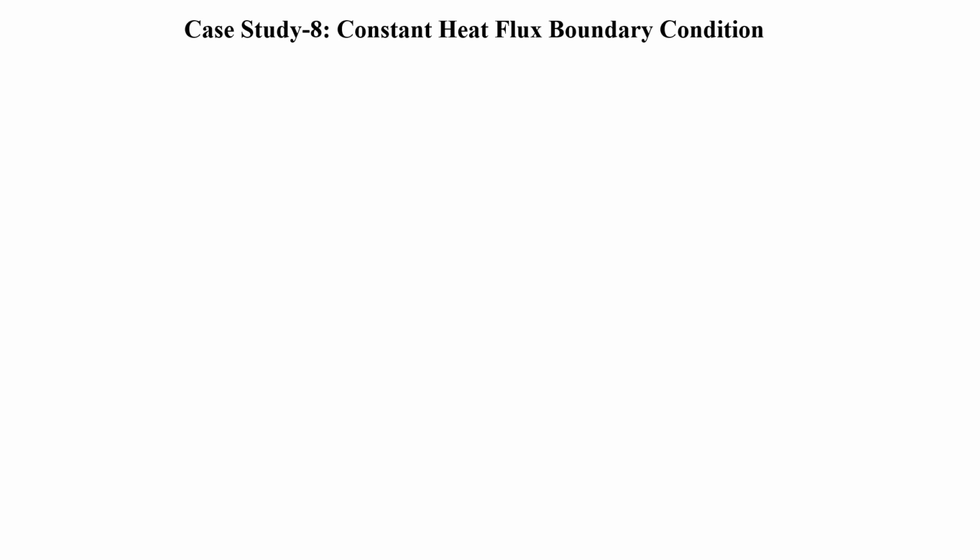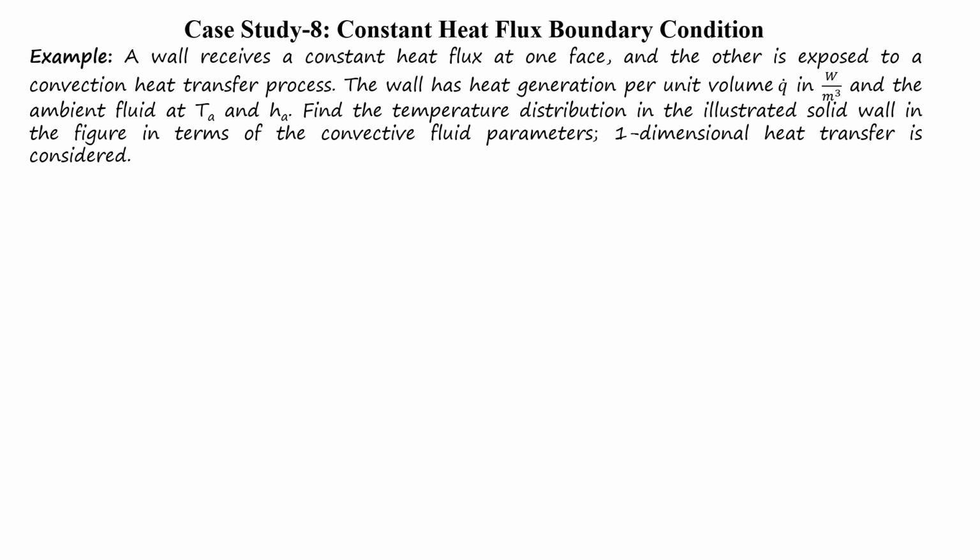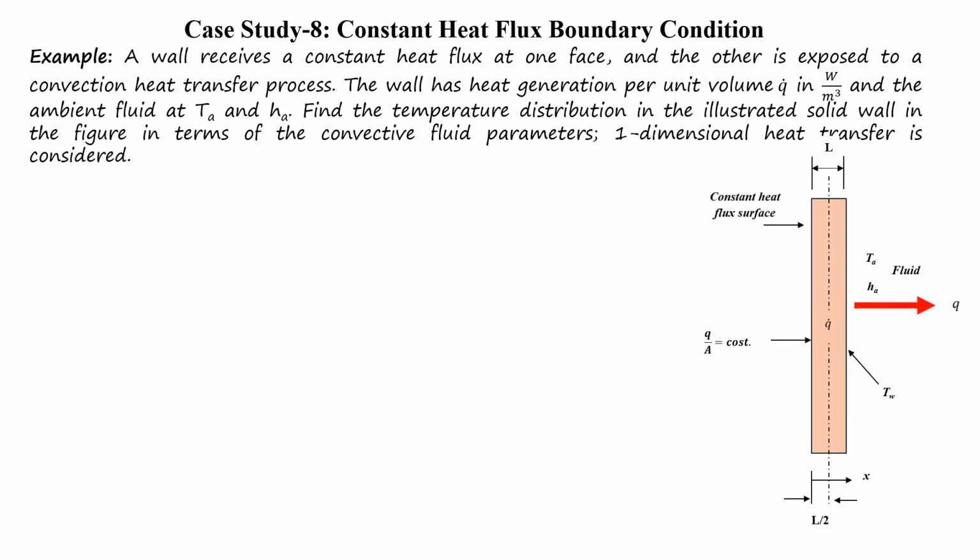And if we have another example for this type of boundary condition, let us consider a surface or a wall that is exposed to constant heat flux, and the other side is exposed to convection, and we have a heat generation Q dot in units watt per cubic meter, with the parameters of the convective side.